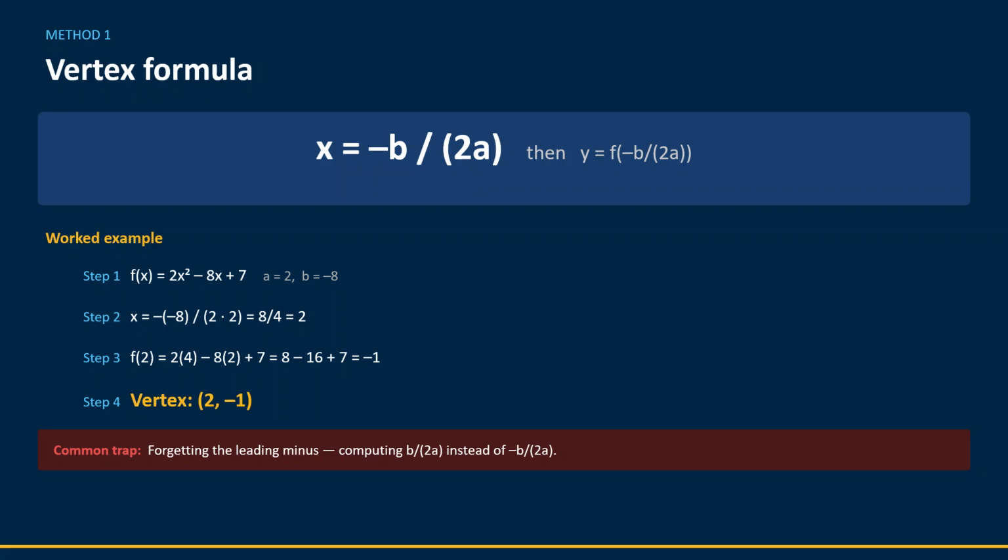The formula falls out of completing the square. The negative b over 2a term is exactly what makes the perfect square work. We will see why explicitly in Lesson 11 when we derive the quadratic formula.